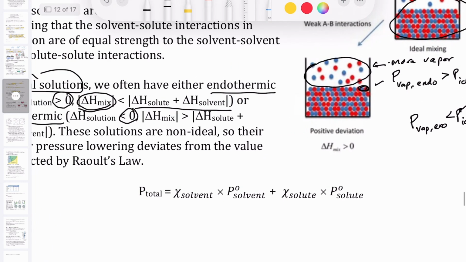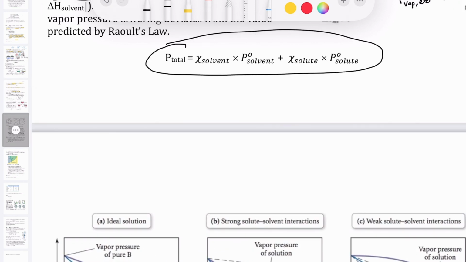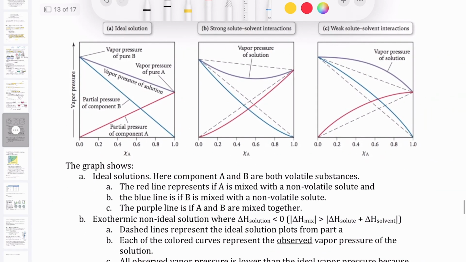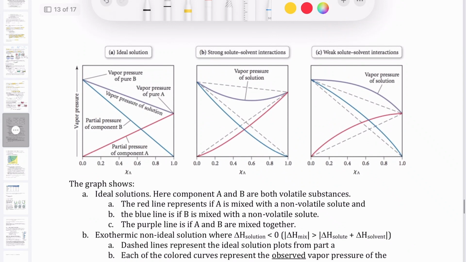Okay, so we can plot this out here, keeping in mind again that the Raoult's law total pressure is given by this expression, right, which is the mole fraction of solvent times the vapor pressure of solvent, plus the mole fraction of solute times the vapor pressure of solute. I'm going to explain these three graphs right here. The explanation is given in your lecture notes as well. But we're going to take a look at plot A. Plot A is for the ideal solution.